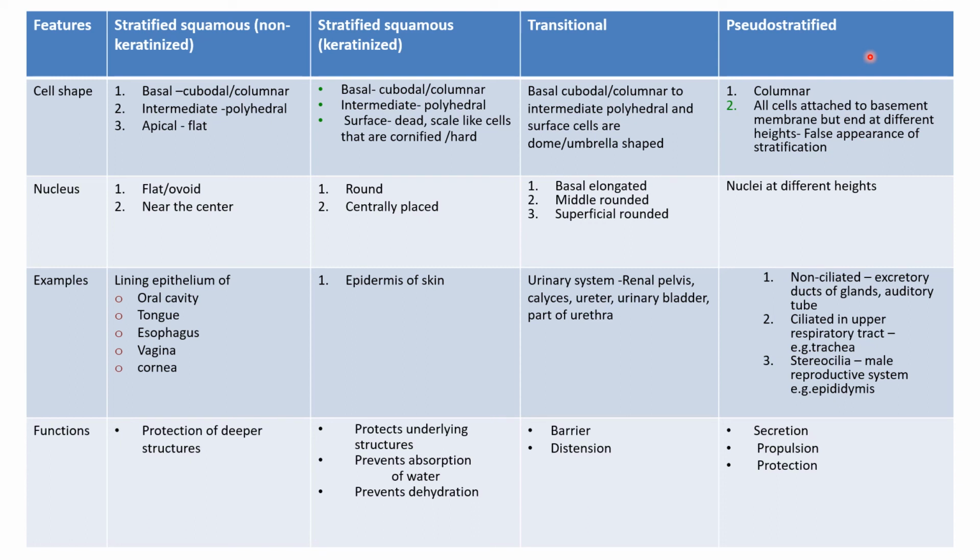Then there is the pseudostratified epithelium. The cells are columnar. All cells are attached to the basement membrane but end at different heights, giving the false appearance of stratification. And in this epithelium, the nuclei are at different heights. Examples of non-ciliated pseudostratified epithelia are seen in the excretory ducts of glands and the auditory tube. The ciliated pseudostratified epithelium is seen in the respiratory tract, that is the trachea. And a false appearance of cilia can be seen, known as the stereocilia, in relation with the pseudostratified epithelium in the male reproductive system, for example the epididymis. The functions of pseudostratified epithelium are secretion, propulsion, and protection.